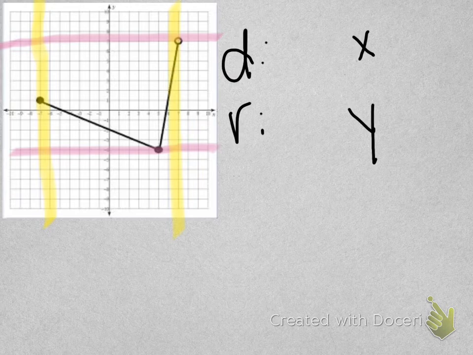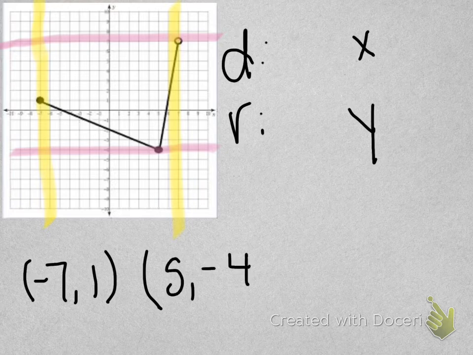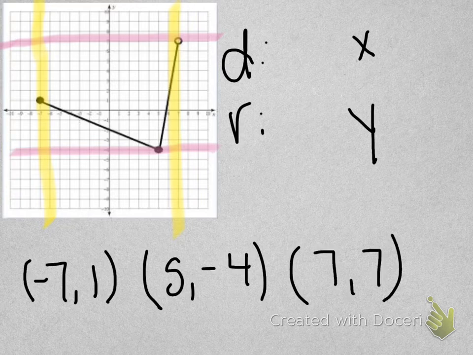So, next, I'm gonna write out all my different points. So we have, what is that one? -7, 1. That one is 5, -4. This one's a little bit harder to read. And then 7, 7. Okay, so those are my 3 points.